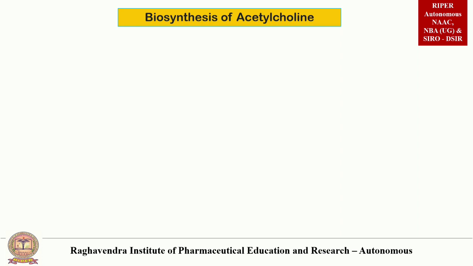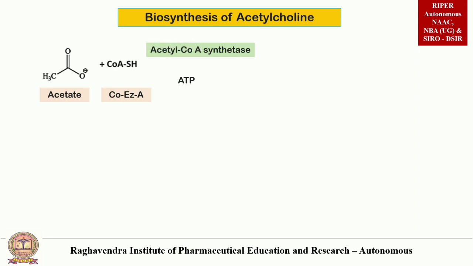Now let's discuss the biosynthesis of acetylcholine. In the first step, coenzyme A is acetylated with acetate with the help of ATP in presence of the enzyme acetyl-CoA synthetase to form acetyl-CoA. At high glucose levels, acetyl-CoA is produced after glycolysis, in which the final product pyruvate undergoes oxidative decarboxylation to produce acetyl-CoA. Whereas at low glucose levels, acetyl-CoA can be synthesized by beta oxidation of fatty acids.